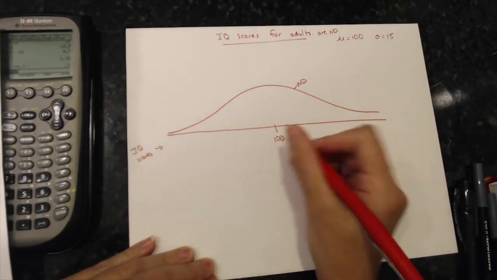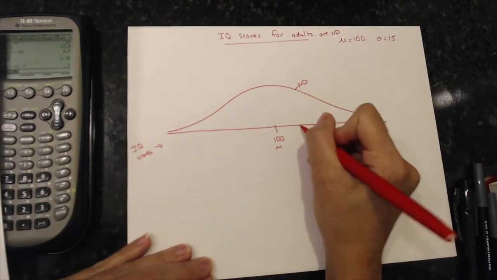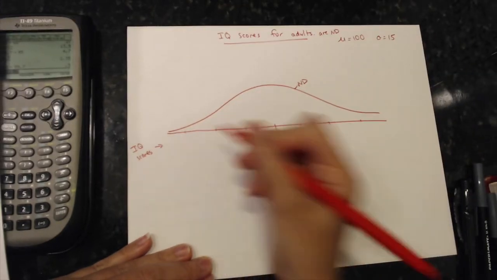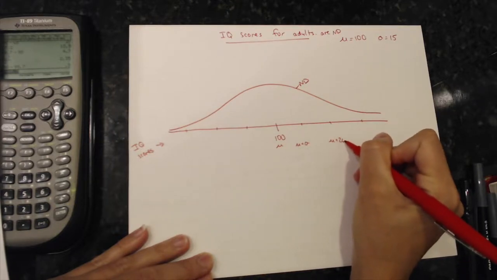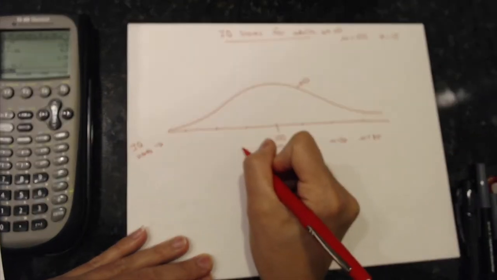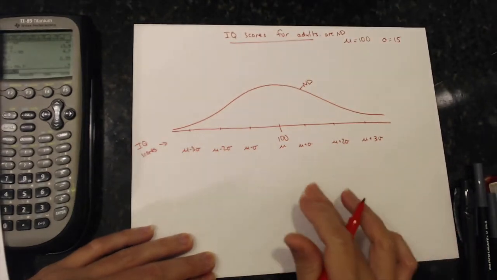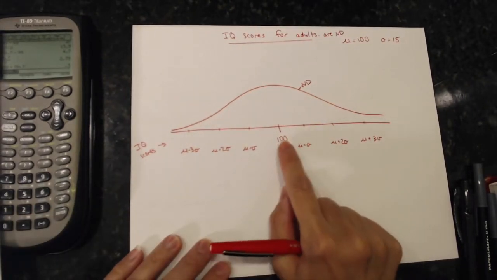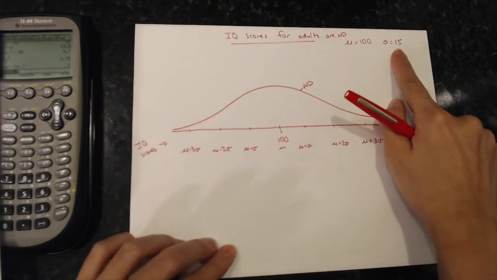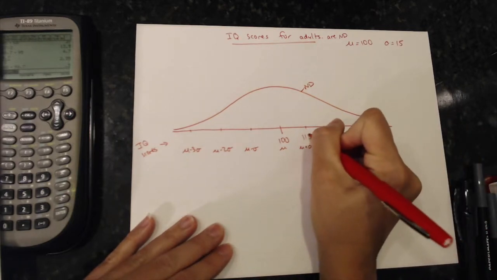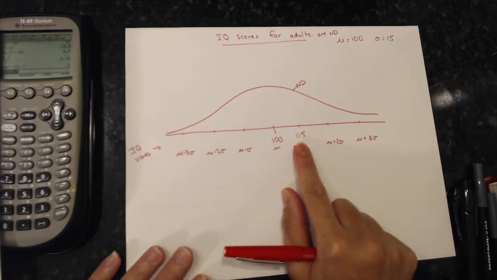Now remember, if I use what we talked about before, this is mu, correct? The empirical rule talks about 1, 2, and 3 standard deviations away from the mean. So I'm going to say mu plus sigma, mu plus 2 sigma, mu plus 3 sigma, and mu minus sigma, mu minus 2 sigma, and mu minus 3 sigma. This is the general idea. I'm going to do it for this specific situation. One standard deviation above the mean, mu plus sigma, is 100 plus 15, which is 115. 115 is an IQ score that lies 1 standard deviation above the mean.